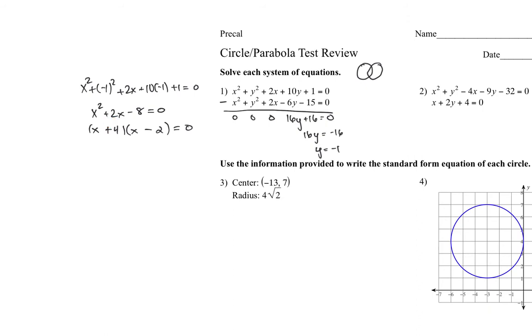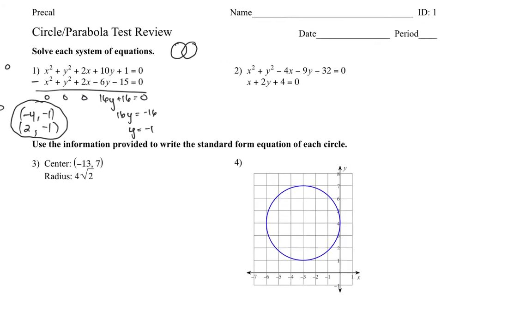Real quick, I would always FOIL this back together just to double check to make sure that it works out. In this case, it does. So we end up getting x equals negative 4 and x equals positive 2. Now the solutions to these are coordinates. So we'll end up with negative 4 comma negative 1 and then 2 comma negative 1. So that's the actual solution to the problem. Once you find both coordinates, make sure you put them into the solution correctly.